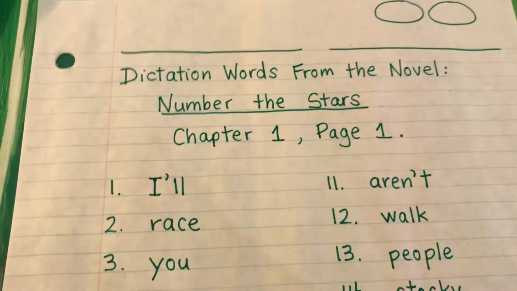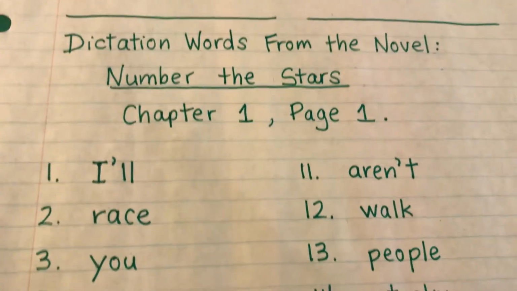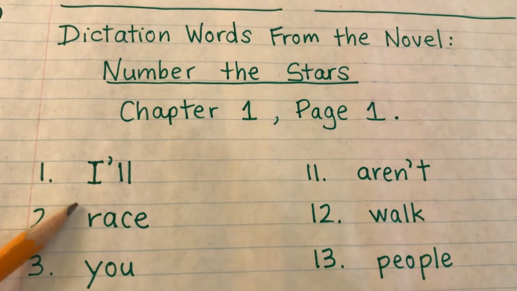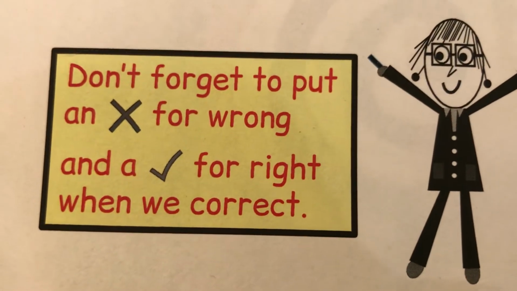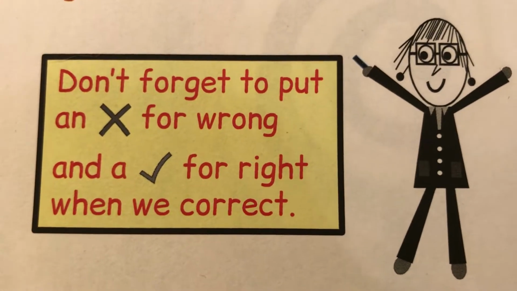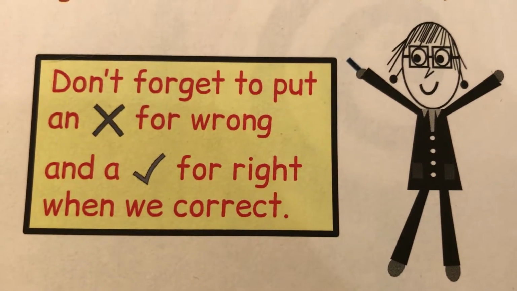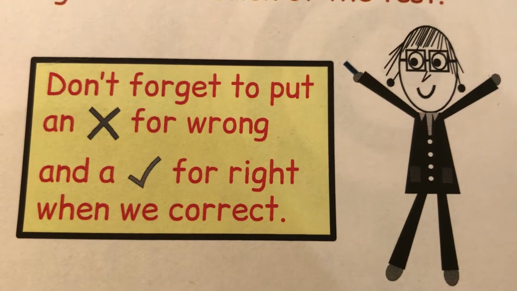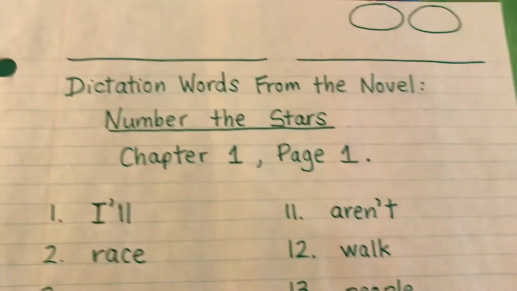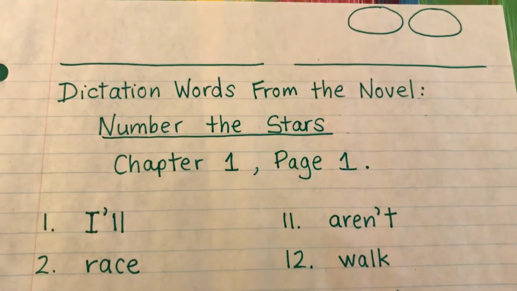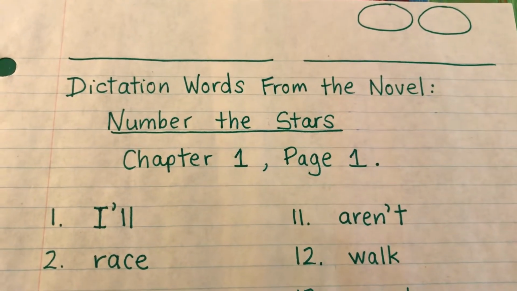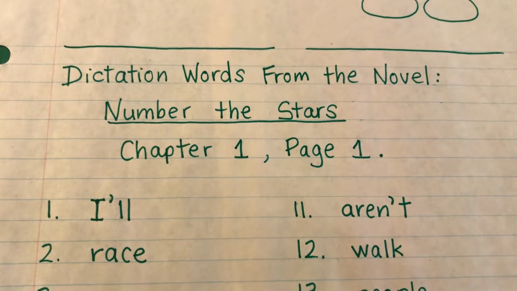Now let's look it over. Remember, if you made a mistake, I want you to write the correct spelling here. And also, don't forget to put an X for wrong and a check for right when we correct. All right, so no bravos all over your page. That's just for French culture. In English, we put X's for wrong and a check for right.